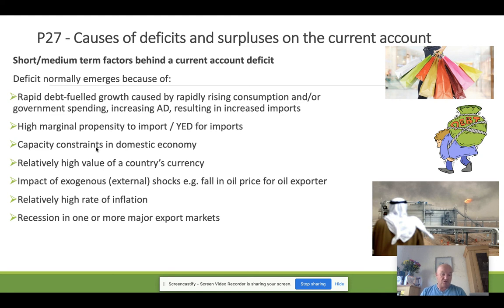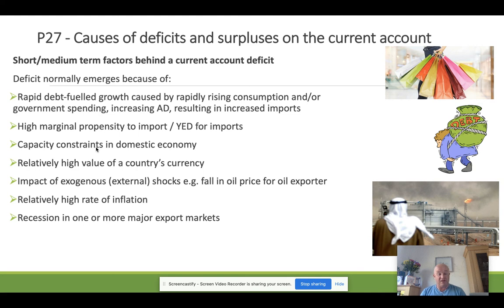Okay, external shocks can clearly have a fairly fundamental impact, particularly if we're reliant on, let's say, a commodity like oil, for instance. So if we have a significant fall in the oil price for an oil exporter, that clearly is going to cause a major issue. If we're quite heavily reliant on that as a source of income for our country, then if that price falls, that can put the balance of the current account into a deficit position.